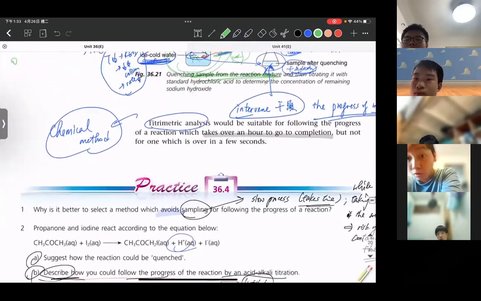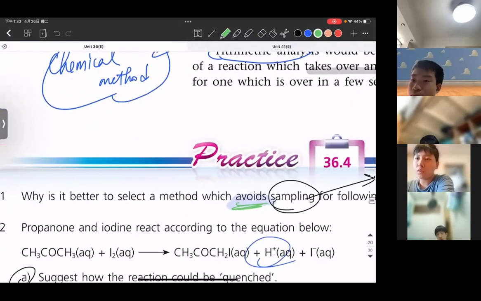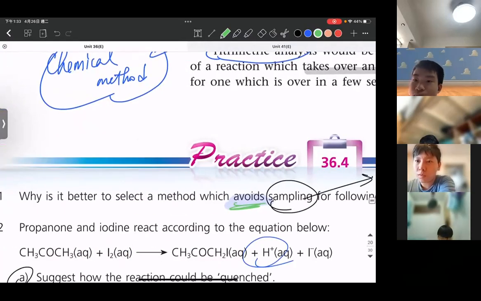First of all, tell me, why is it better to select a method which avoids sampling for following the progress of a reaction? Avoid sampling. Leung Guan Yu, why do you think you had better not choose this method, if you can really choose? It is too clumsy, maybe. Can you speak louder? Thank you.